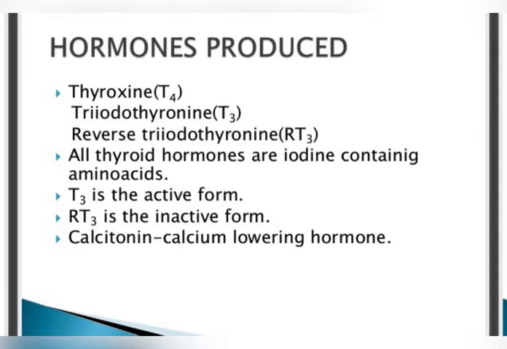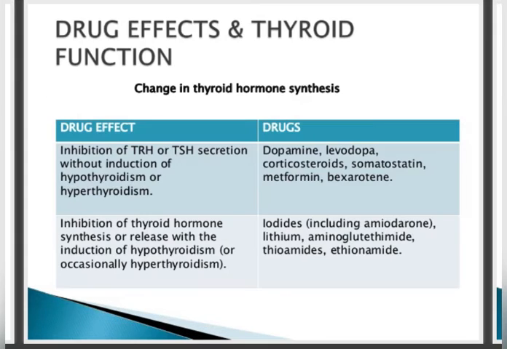The thyroid gland produces some hormones. They are named thyroxine T4, triiodothyronine T3, and reverse triiodothyronine RT3. All thyroid hormones are iodine-containing amino acids. T3 is the active form, and RT3 is an inactive form. Calcitonin is called the calcium-lowering hormone.